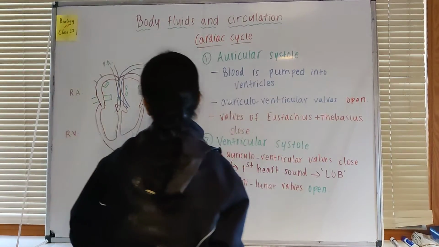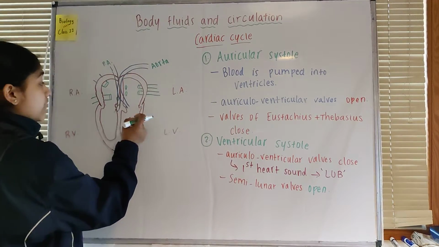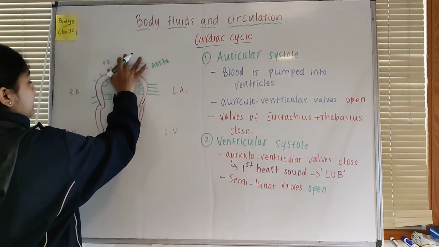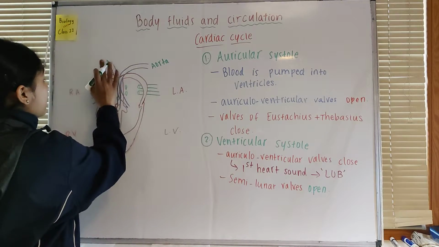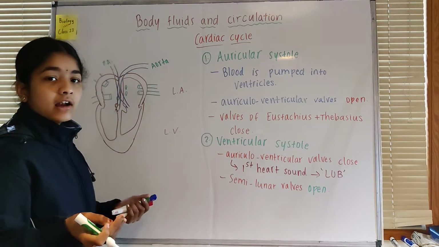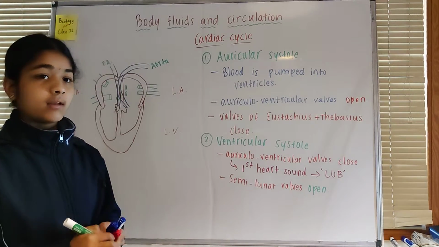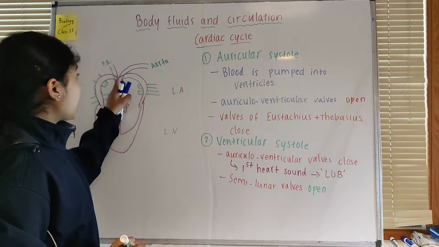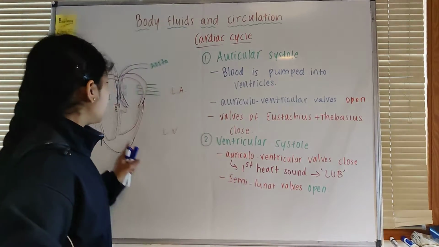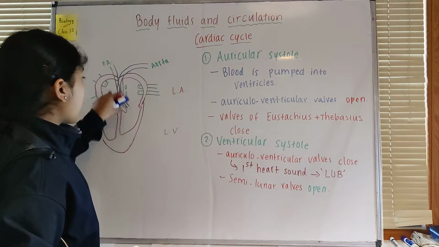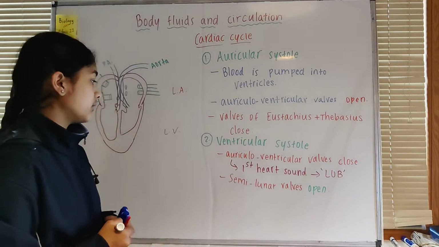They open so that the blood can pass through, can go out of the heart like this. Aorta, pulmonary artery. And pulmonary artery and aorta, these both are arteries. We know the function of arteries, that is to take the blood away from the heart. So that's why they're taking the blood away from the heart. And that's why semilunar valves open, so that the blood can be pumped out of the heart. This is what happens in the ventricular systole.